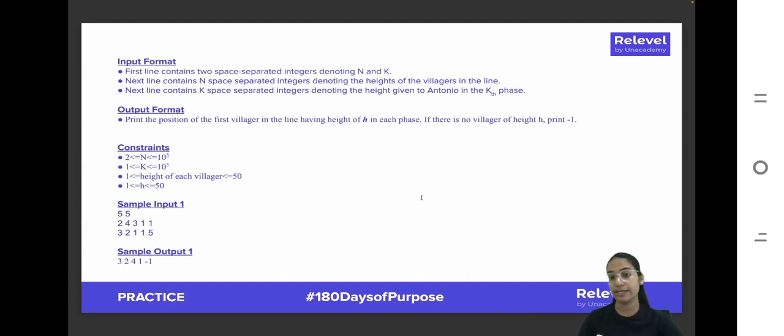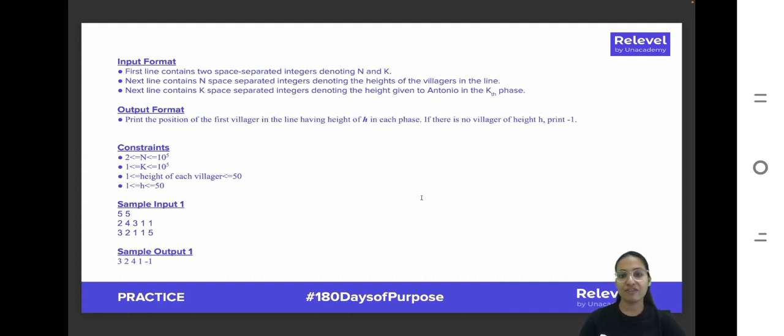Then you need to print for each and every query or every phase, the first villager which has the height h. So you have to print the index where that particular villager is with the required height h. And if there's no villager with a particular height, you just print -1. The constraints are also given, which we'll take a look at.